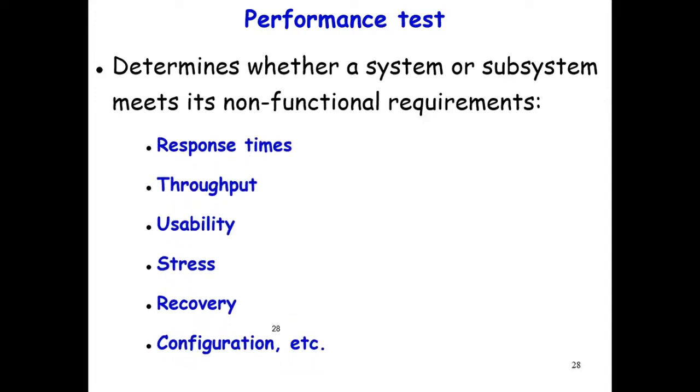The performance test determines whether the system or subsystem meets its requirements, like response time, throughput, usability, stress, recovery, and configuration. These types of requirements must be there for software to behave in a proper and efficient manner. If the response time of a system is not good, no one is going to use that software. Similarly, throughput, usability, and stress: the system should be able to handle stress also. These are called performance testing, and they are based on the non-functional requirements of a system.